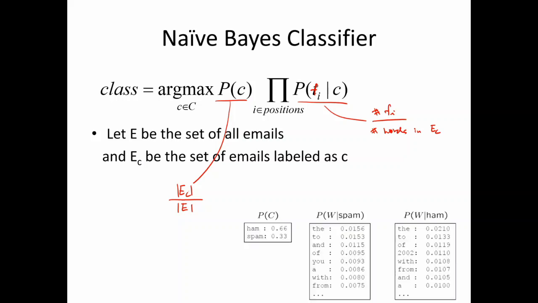For example, 33% of the emails in our training set are spam emails, and the probability of the word "the" given spam could be 1.56%. So 1.56% of all the words in spam emails are "the". And once you estimate these probabilities this way, then we can compute this value with respect to spam and not spam and determine which one's bigger. And the bigger one is our class.